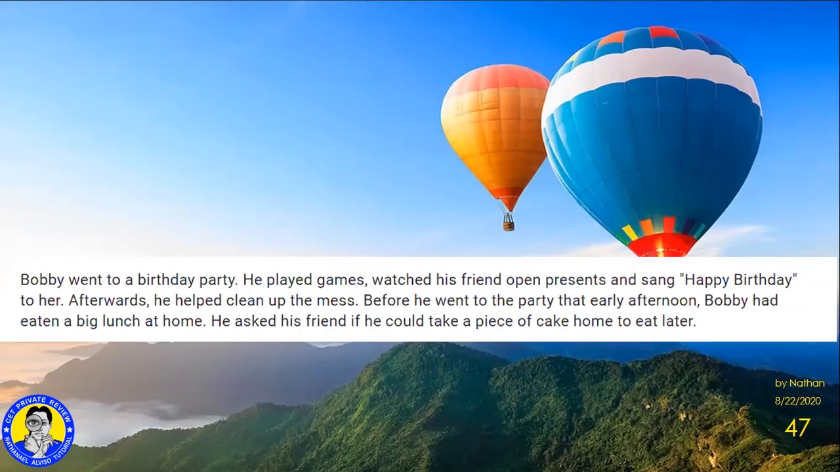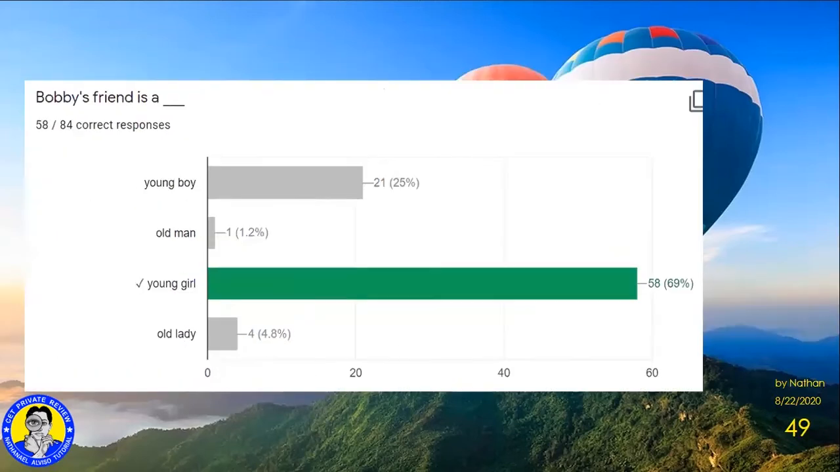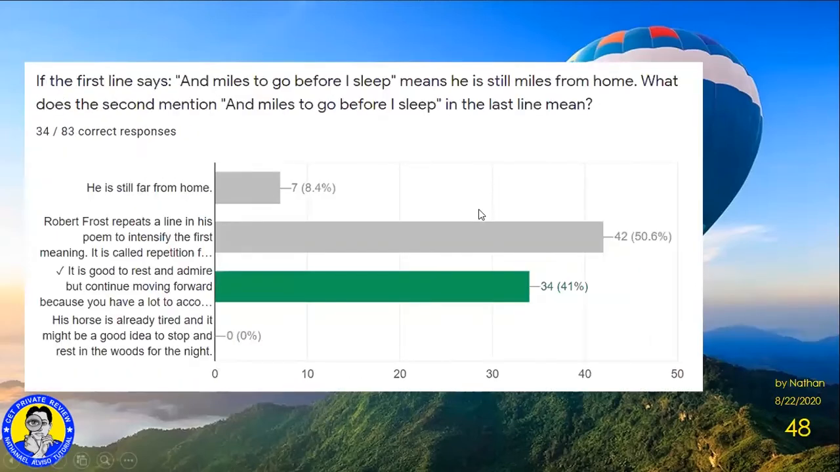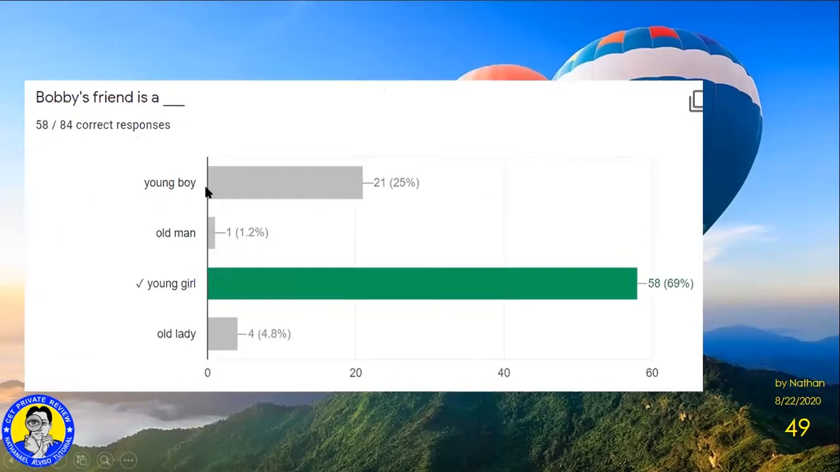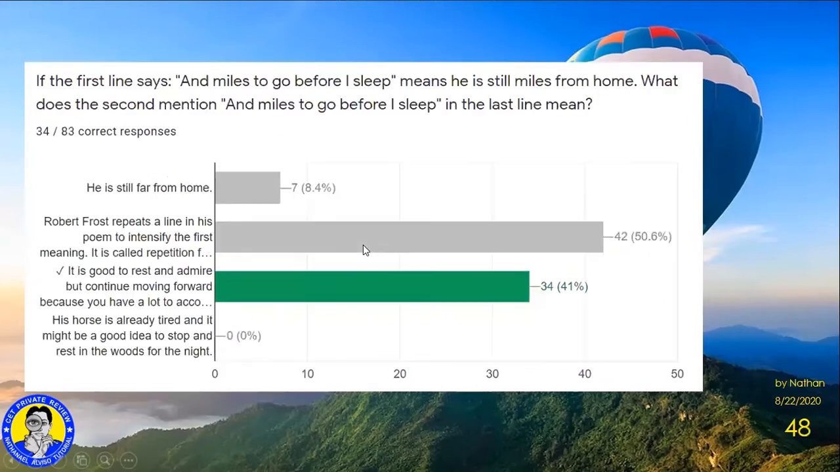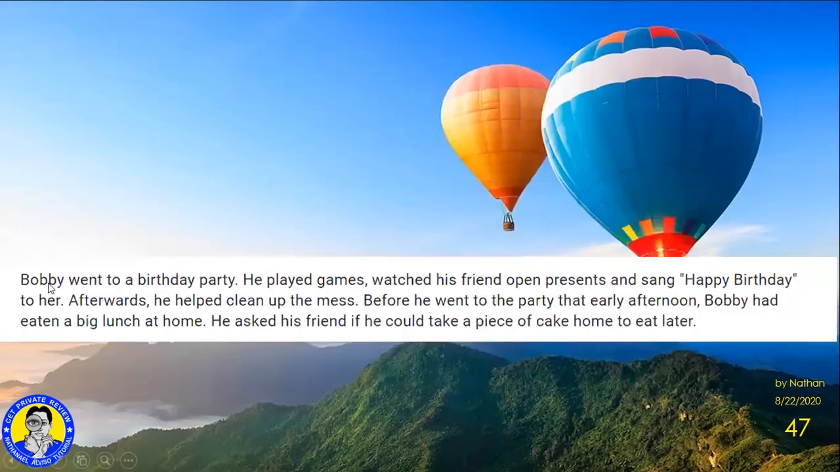So there are some details here that were not mentioned. Sorry, I did not read the questions first. So the question is, Bobby's friend is it a young boy, an old man, young girl, old lady? So I will look for that clue. So I'll go back to the passage.